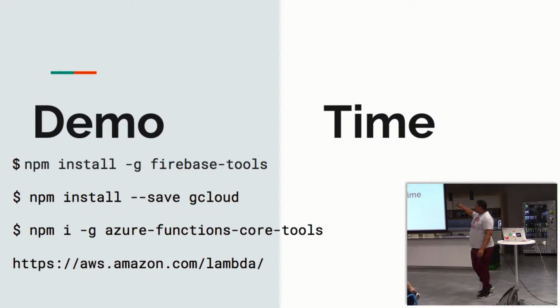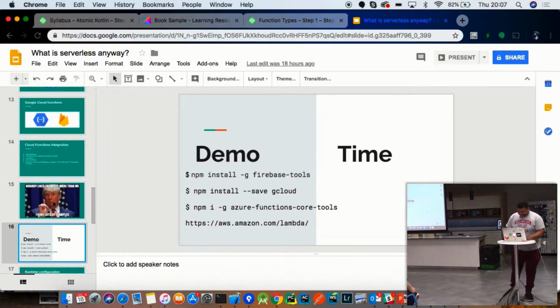But just so this is demo time, this slide pretty much shows you can npm install all of these CLIs. So that's the Firebase one, that's the Google Cloud one over there, Azure, and then yeah, I don't know how to npm install Lambda functions. So I just put a web link there because it's ridiculous.